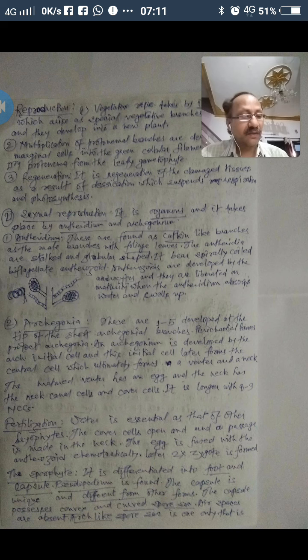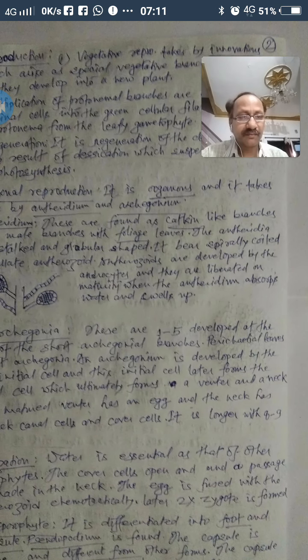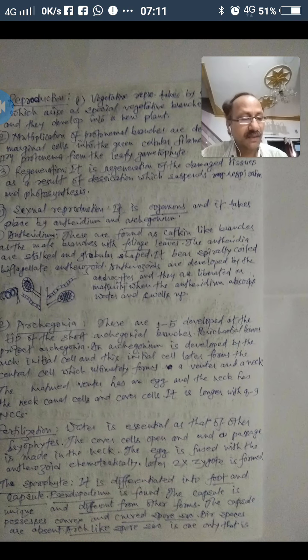Antheridium. These are found in the form of catkin inflorescence. So catkin-like branches as the male branches are here with foliage leaves. The antheridia are stalked and globular shaped. They are somewhat longer, you see here. It bears spirally coiled biflagellate antherozoids. Antherozoids are developed by the endocytes and are liberated on maturity when the antheridium absorbs water and swells up.